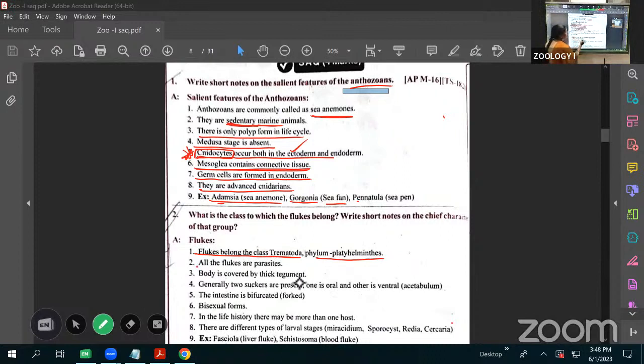Commonly we call them flukes. All the flukes are parasites. They depend on the host, and they are ecto or endoparasites, but majorly they are endoparasites. Taenia solium also belongs to the Platyhelminthes. Fasciola hepatica also belongs to the Platyhelminthes, living as an endoparasite. All the flukes are parasites. The body is covered by a thick tegument, a parasitic adaptation we discussed, for protection. Surrounding it, they have thick segments.